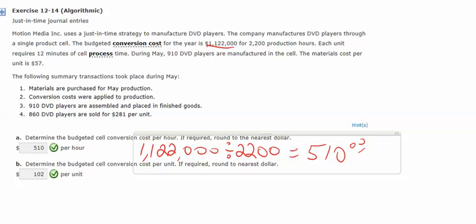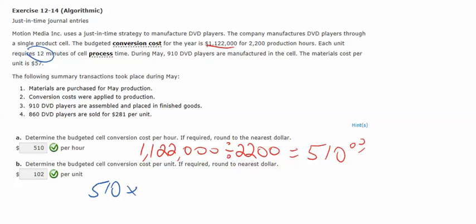Next, determine the budgeted cell conversion cost per unit. Well, I'll take the $510 per hour, and I'm going to multiply that times the amount of time, which is 12 minutes. That's 2/10 of an hour, but I can multiply it by 12 minutes over 60. And I will get $102 even. So now I have my budgeted conversion time per unit in that cell.